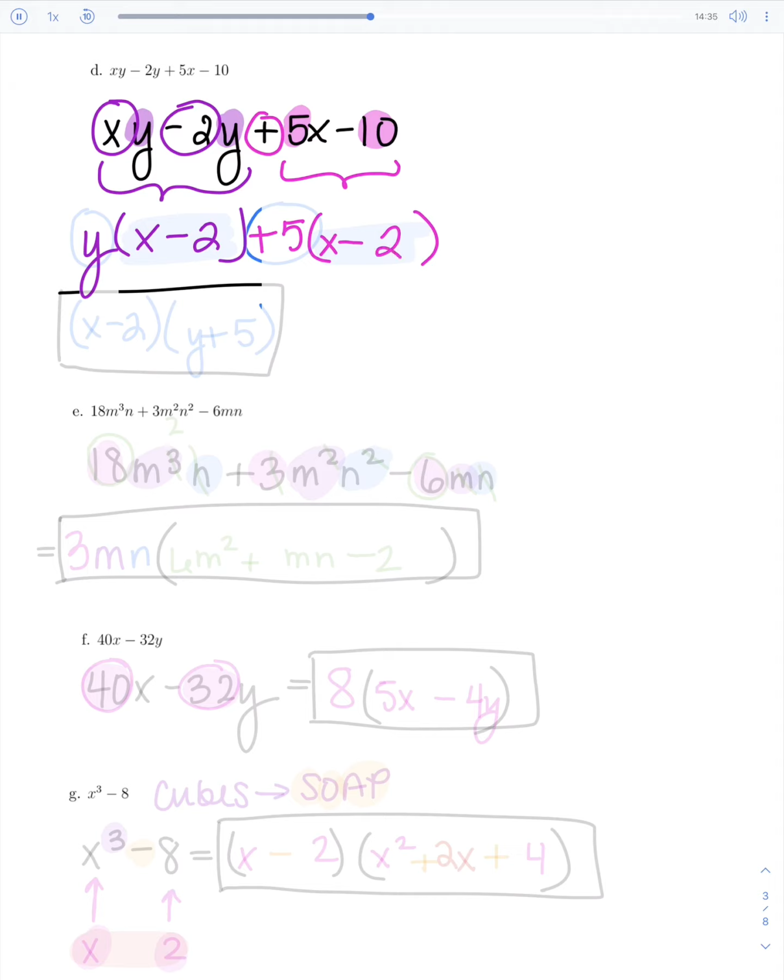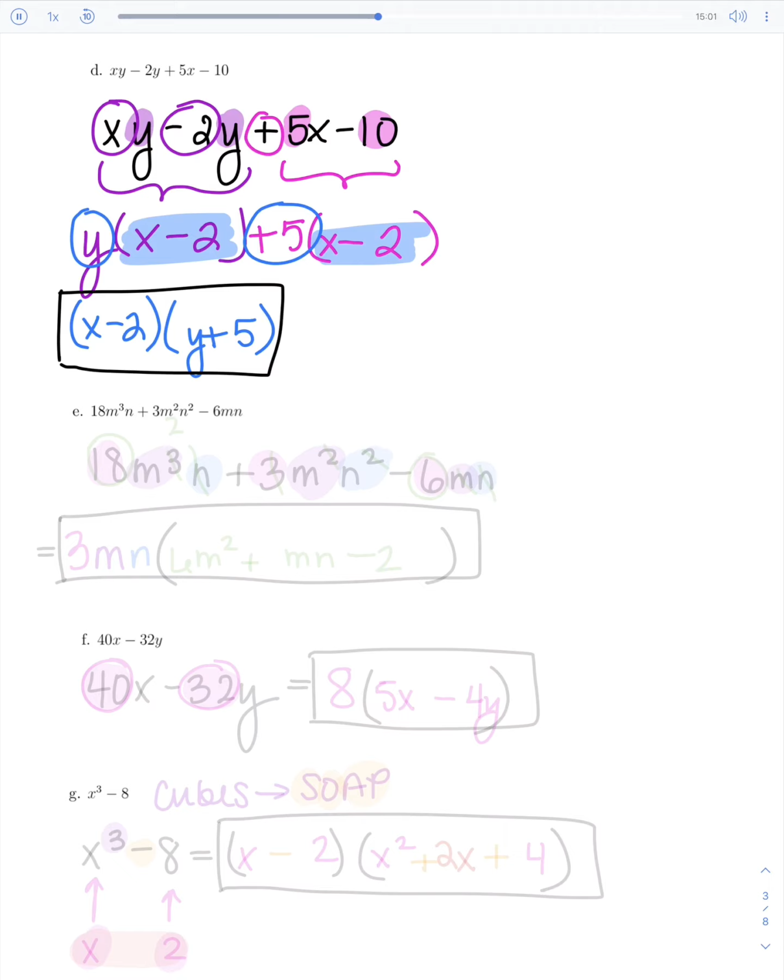Notice that this is perfect, though, because I do have a matching x minus 2. So I can pull out that matching x minus 2 with its parentheses. Then the leftovers will go inside of their own set of parentheses, which is a y plus 5. So that is my final answer, an x minus 2 times a y plus 5.